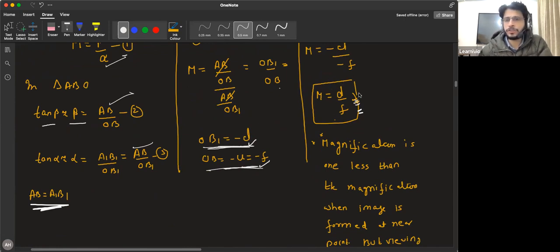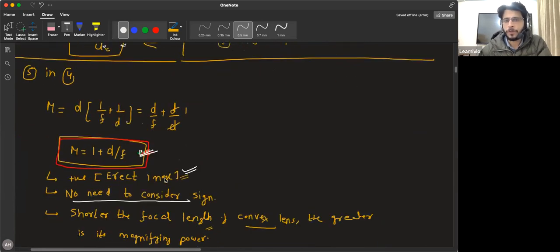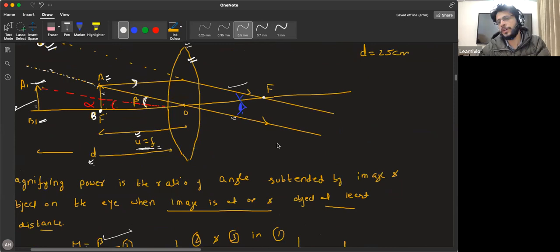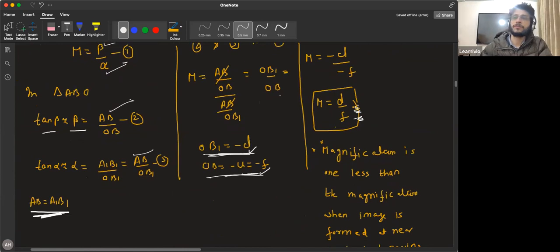So at least distance of distinct vision, your magnification is 1 plus D by F. When your final image is at infinity, then magnification is just D by F. So obviously D by F is less than 1 plus D by F. So when your final image is at infinity, your magnification is less now. But we still prefer this case. So when we use a simple microscope, we try to prefer this case.